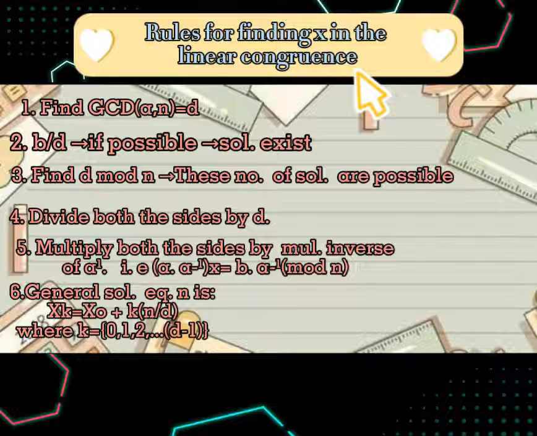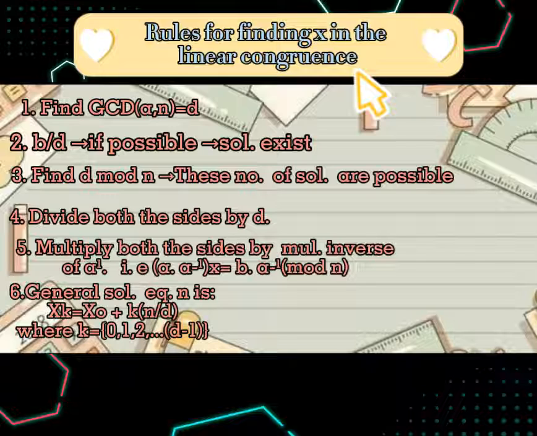Rules for finding x in the linear congruence. First, find the GCD of a and n, which equals d. Second, b divided by d; if divisible, a solution exists. Third, find d mod n. This is the number of solutions possible. Fourth, divide both sides by d. Fifth, multiply both sides by the multiplicative inverse of a, a inverse. For example, a times a inverse x equals b times a inverse mod n.